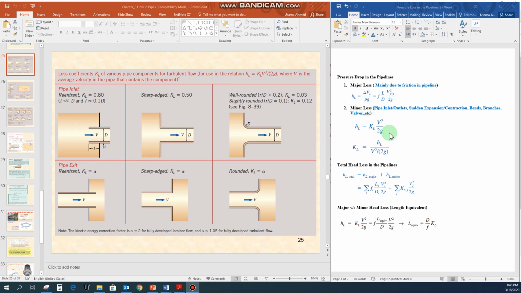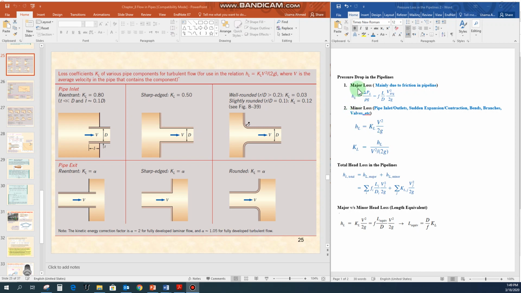The equation to calculate that minor head loss is HL equal to KL, which is the loss coefficient, multiplied by velocity squared divided by 2g, and we can rearrange this equation in the form of the loss coefficient, which becomes a function of head loss divided by velocity squared and the gravitational acceleration. For each of the components that we see here, for the pipe inlet, outlet, sudden expansion, contraction, bends, branches, there is a specific value for the loss coefficient. So we need to see certain charts to get the values for these loss coefficients that we can incorporate in our equations to get the total value for the head loss.